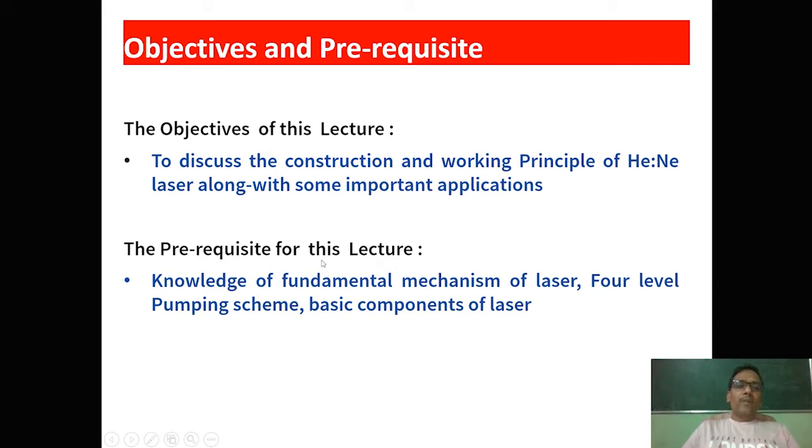I expect my students to have knowledge of the fundamental mechanism of laser, those three types of transitions, some fundamental terms related to the quantum theory of material transitions, the 4-level pumping scheme, because the mechanism is based on this, and the basic components of a laser.